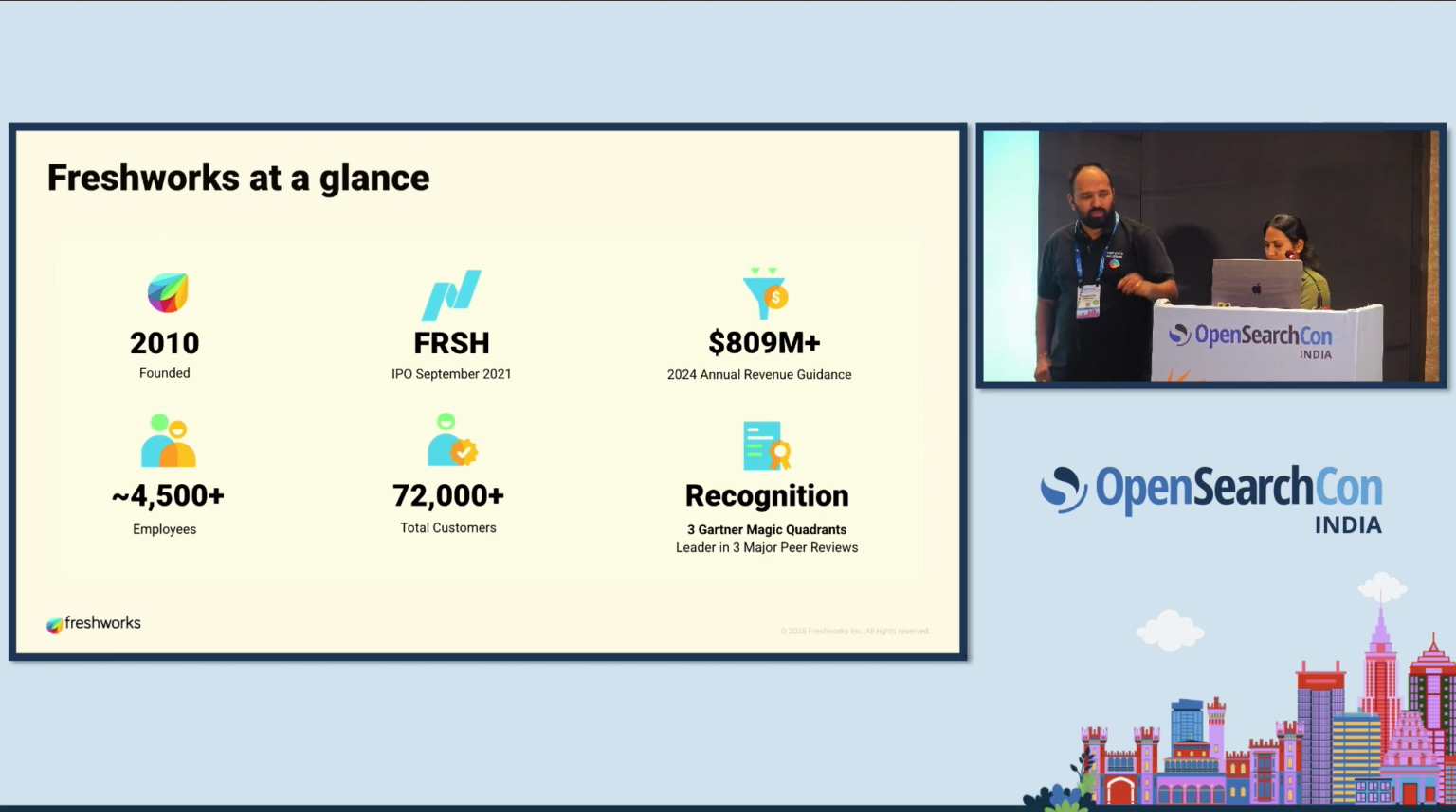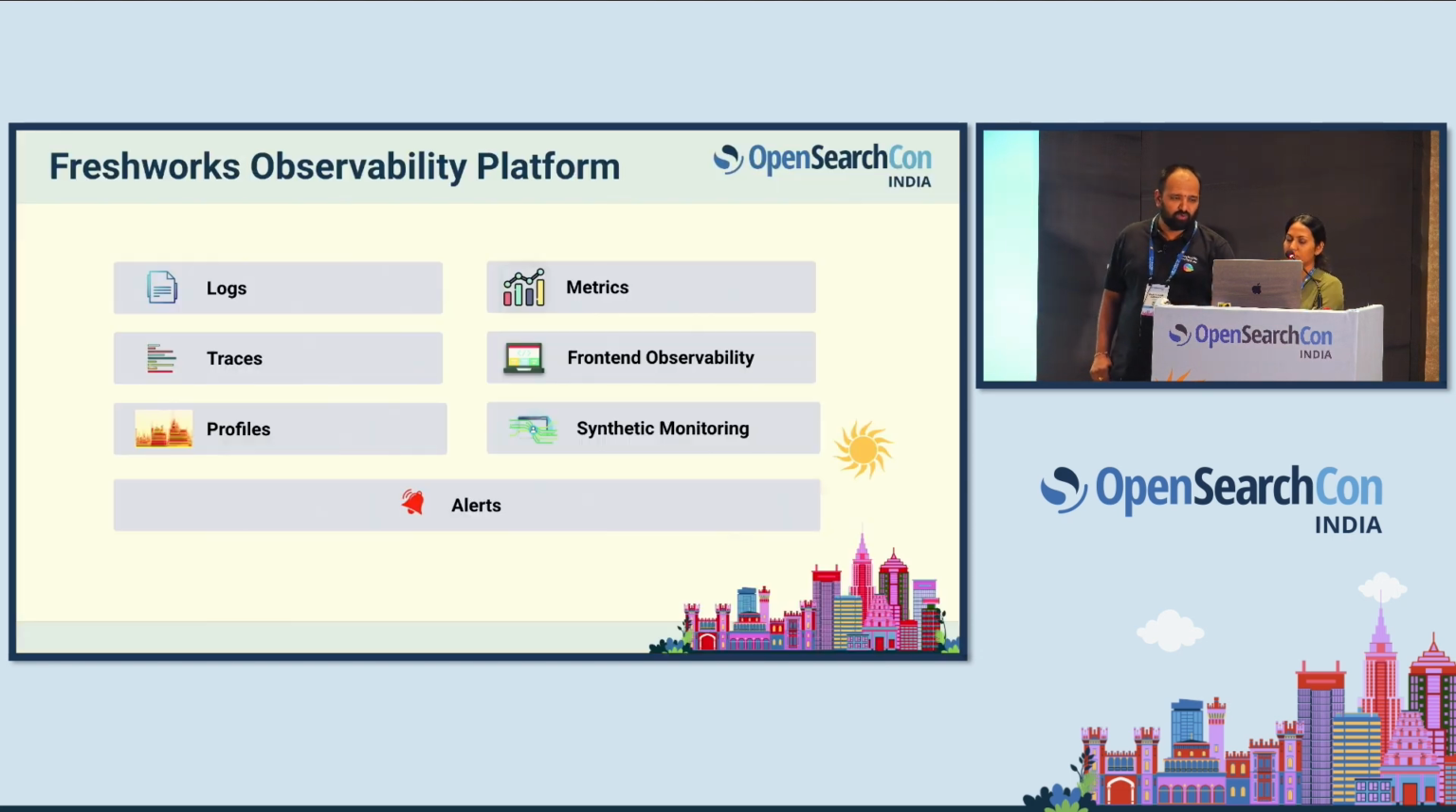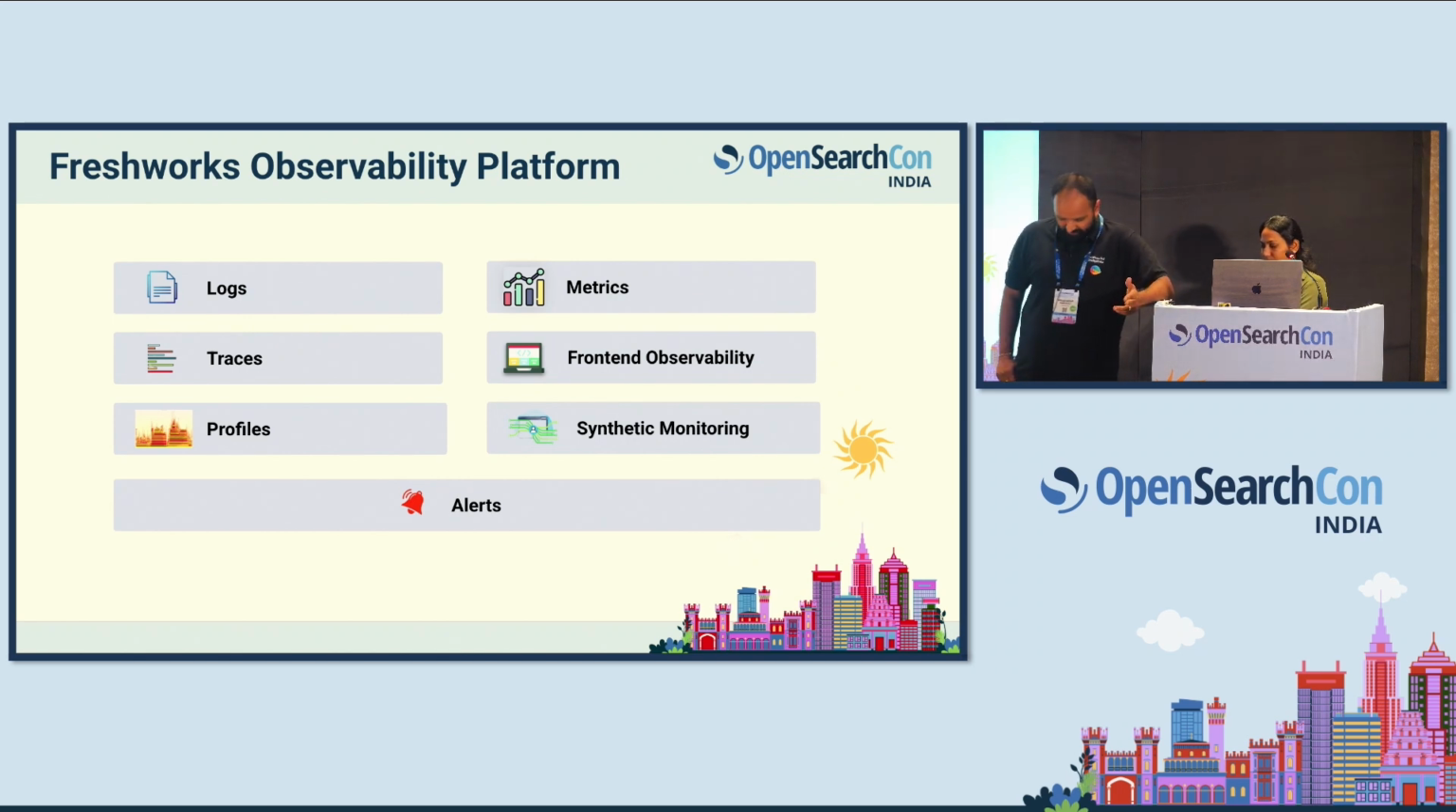Then, let me give you a quick overview of what our observability platform capabilities are. These are the capabilities we have in-house as an observability platform. We serve logs, traces, and metrics, which are the three pillars of observability. Apart from this, we have alerts, profiling, front-end observability, and synthetic monitoring too. Let me go through each one of them.